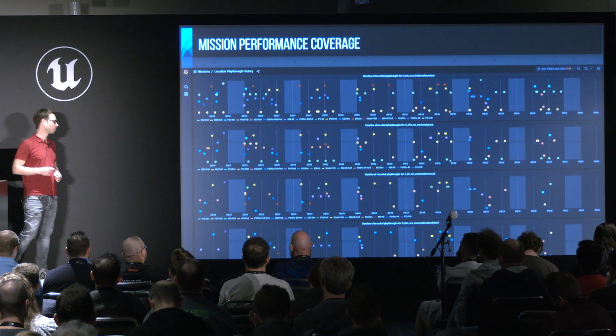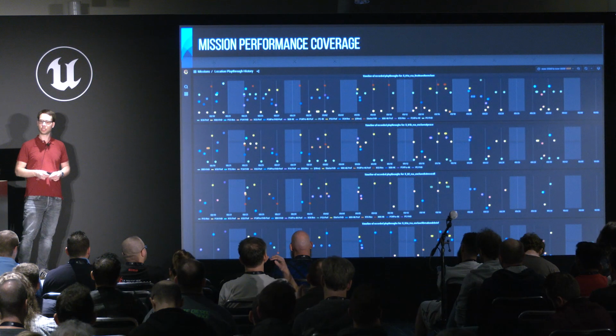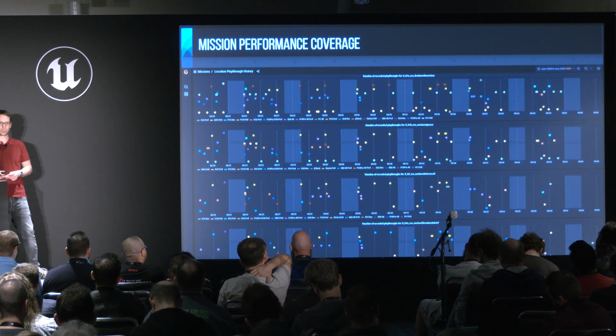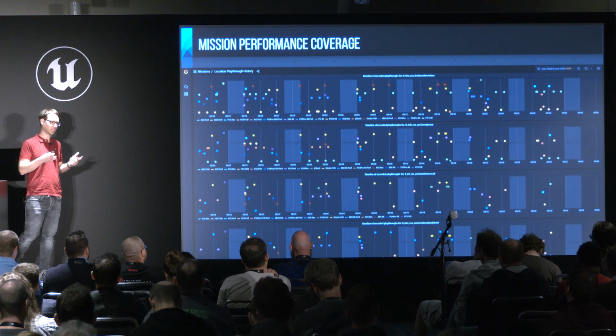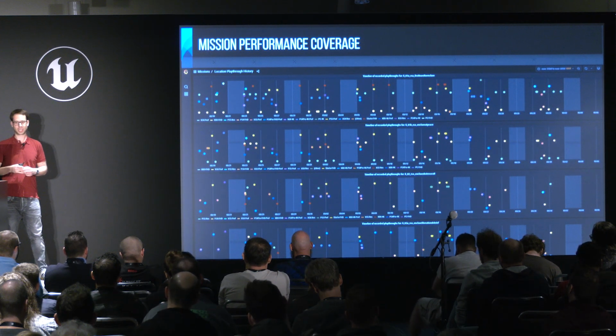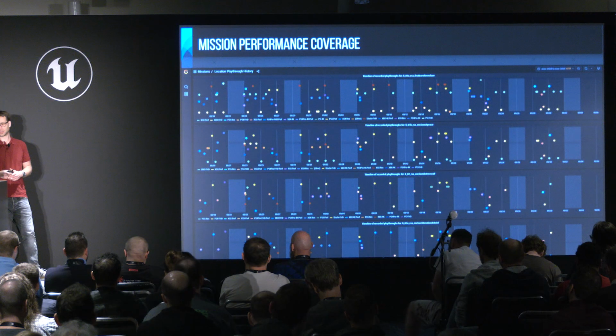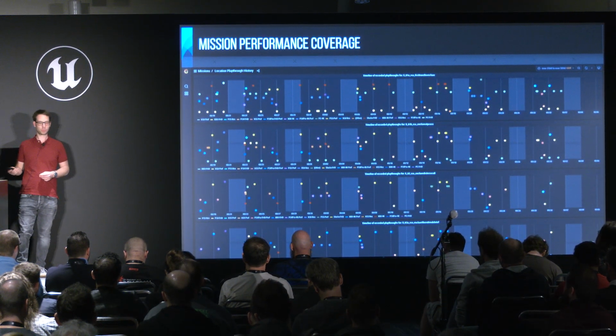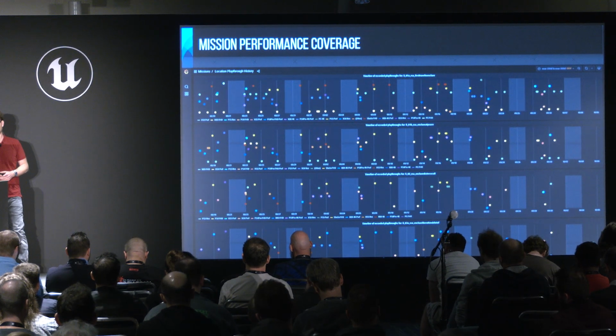So we had coverage dashboards like this, where you can see when which mission was played on which platform. We would use this to tell our testers, okay, you need to take another look at this mission on this platform, because we need more recent data so that we can actually base our decisions on data that is up to date.